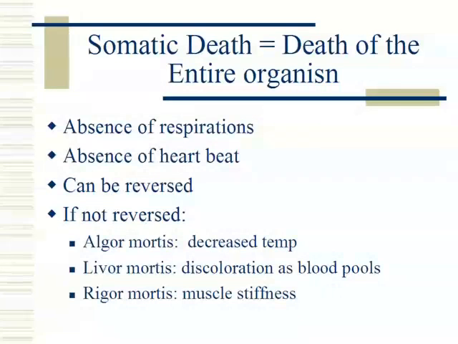Rigor mortis is when you get muscle stiffness, and they used to assess the degree or the time frame that somebody had been dead by looking for rigor mortis, because it takes rigor a certain length of time to develop. It lasts for a while, and then it starts to release. So they would go by which stage that it was in. Now they're much more scientific.